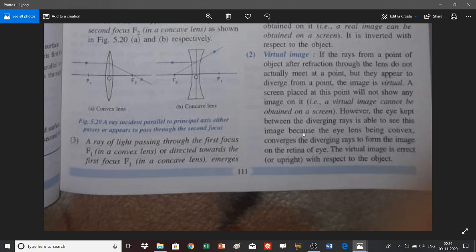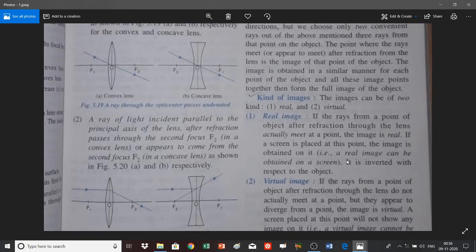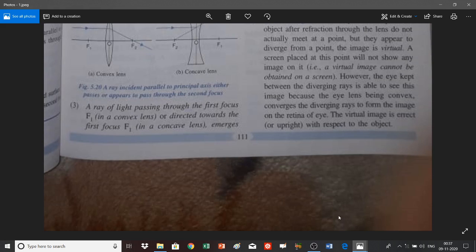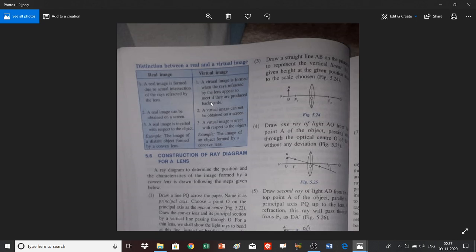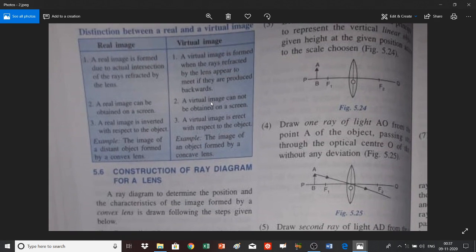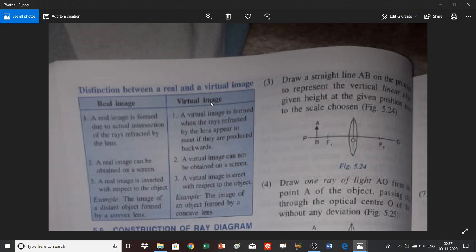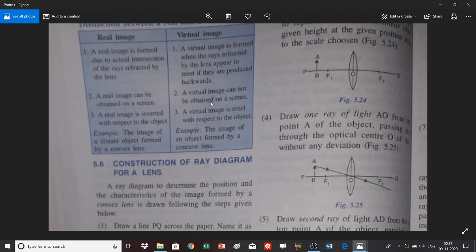So in this case, you can see this virtual image. And obviously, you remember the virtual image is erect, that is upright with respect to the object, and in case of a real image, it is inverted with respect to the object. Now go to the next slide. This is the difference between what we have discussed already, and from that we can understand the distinction between the real and virtual image.